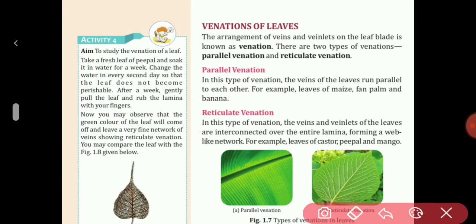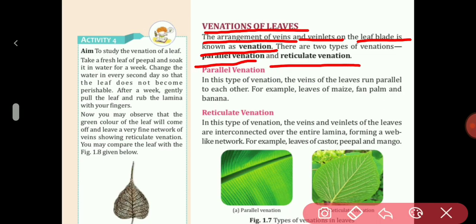Today we will study about the venation of leaves. The arrangement of veins and veinlets on the leaf blade is known as venation. There are two types of venation, parallel venation and reticulate venation. First we will study parallel venation and then reticulate venation.